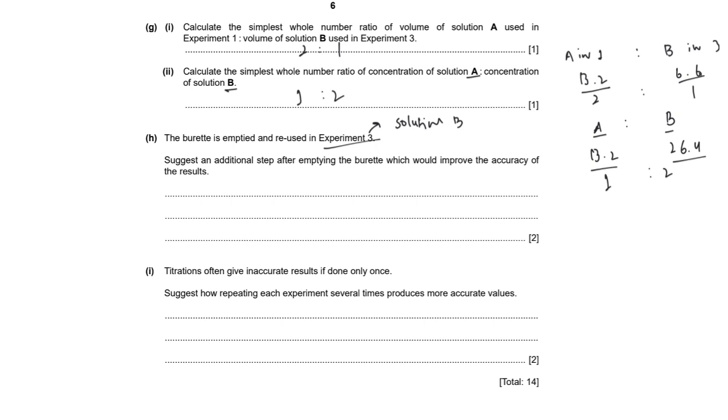Because first you wash it obviously with distilled water, right? But if you just leave the distilled water droplets inside the burette, it can easily dilute the concentration of the solution that you put next. So it's always better to wash burettes with the solution that is being used next. Like solution B was about to be used in the burette, so it's better to wash the burette with solution B. So you will simply rinse the burette with solution B.